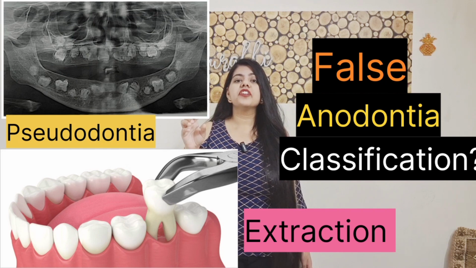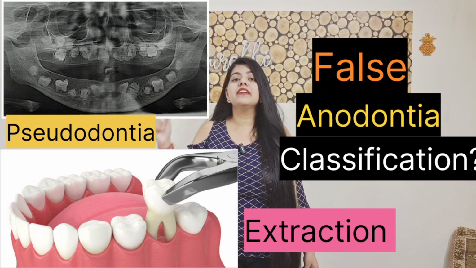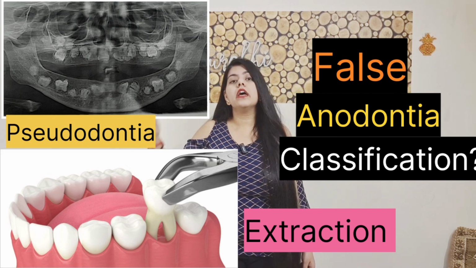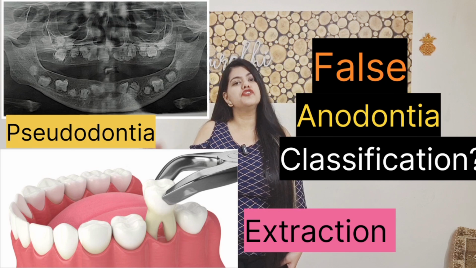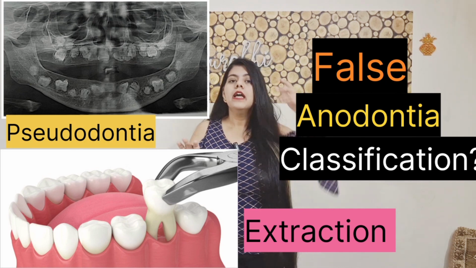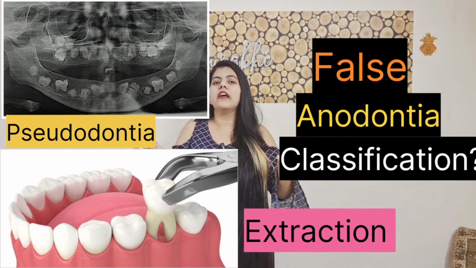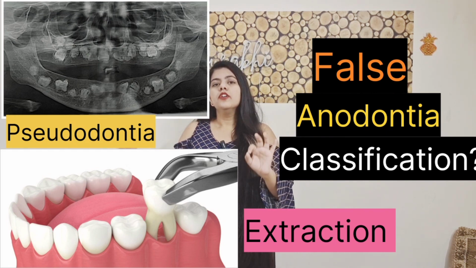Now, pseudodontia is defined as the presence of the missing teeth because the teeth are right now in the unerupted form present in the jaw. So that condition is known as the pseudodontia. That means the tooth is there but it is not visible in the oral cavity, it is present in the jaw.